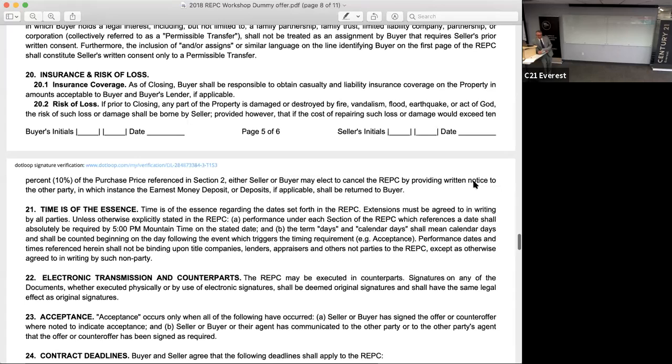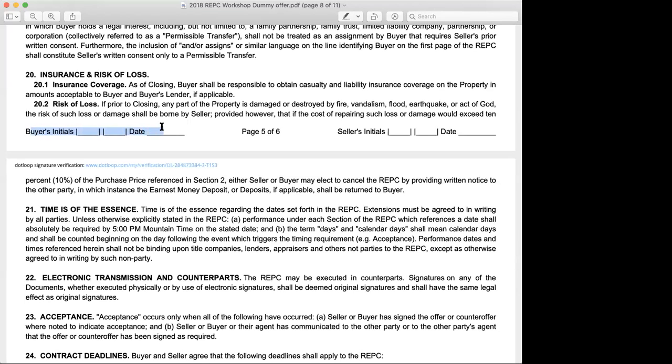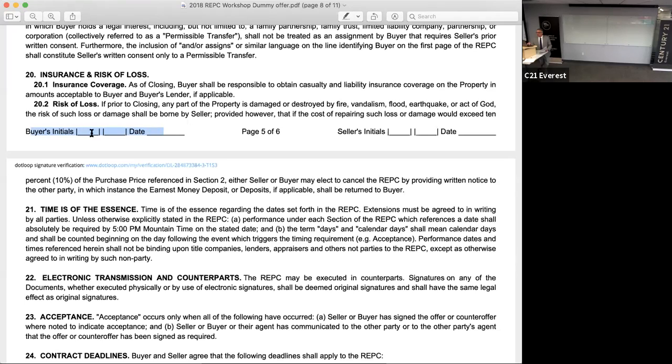The buyer's initials and date are not on that one. Good. All right. Notice we missed the initials and the date here on this page. So good job. You got that one. So yeah, we missed the initials and date right there. So we got to make sure we have that. So here's what I recommend. The reason I threw this one in here.